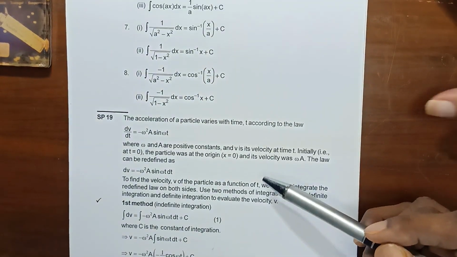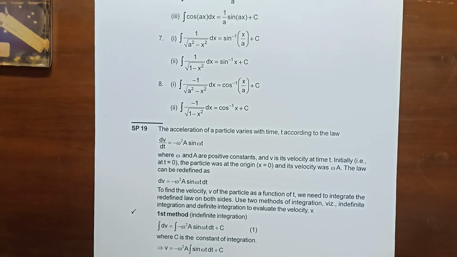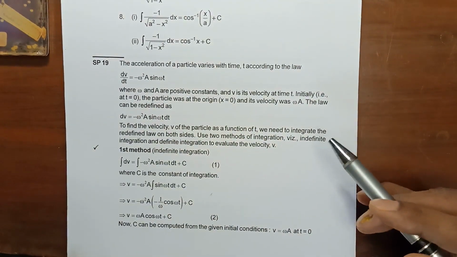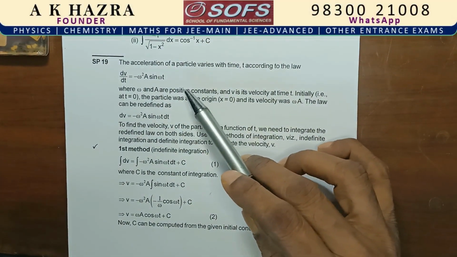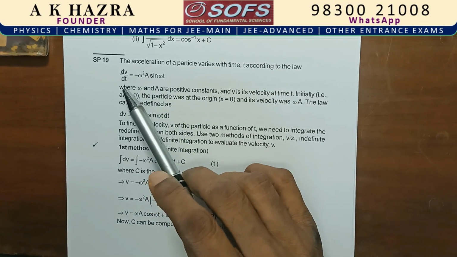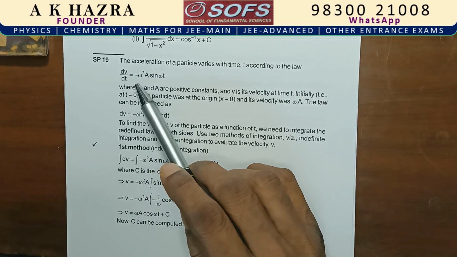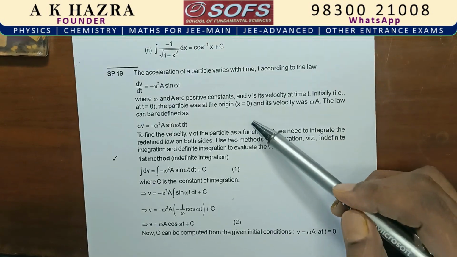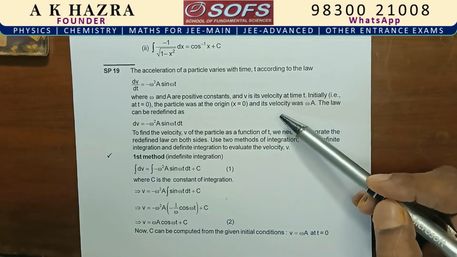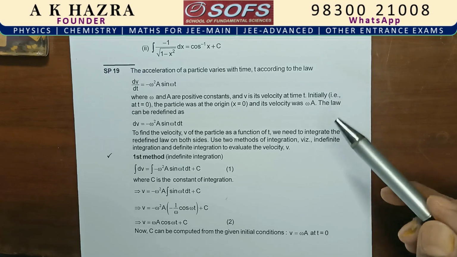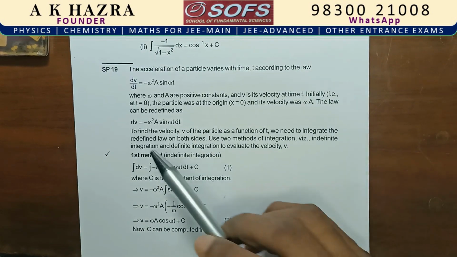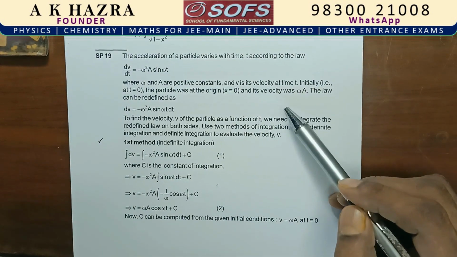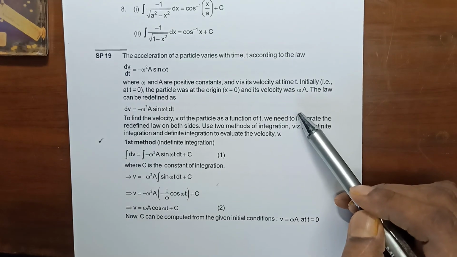Now you see sample examples. Sample problem 190, application of integration. The acceleration of a particle varies with time t according to the law dv by dt, which is acceleration, equal to minus omega square a sin omega t. Omega and a are positive constants, and v is the velocity of the particle at time t. What is the initial condition? Initially, that is at t is equal to 0, the particle was at the origin, origin means x equals 0, and its velocity was omega a.